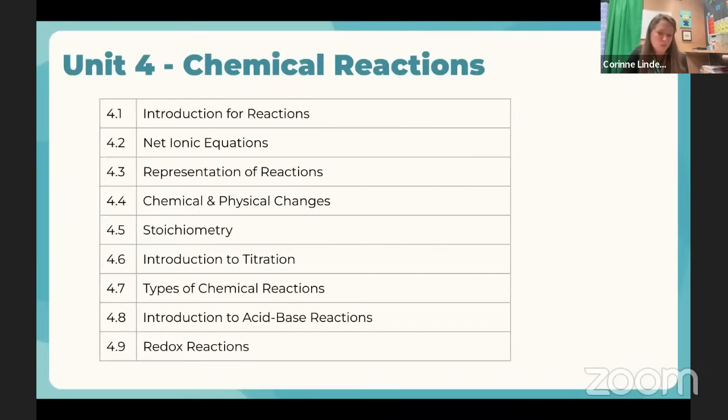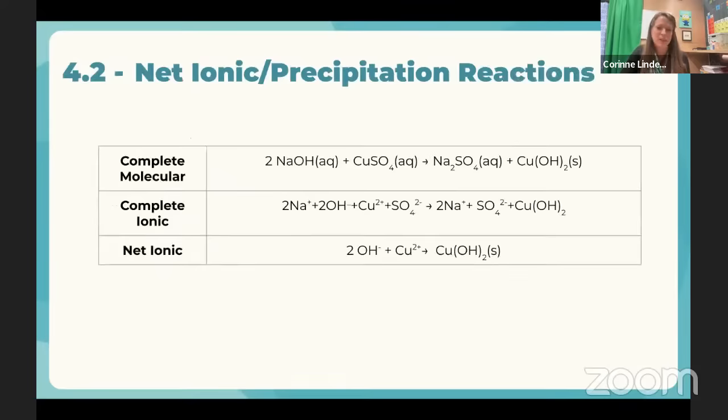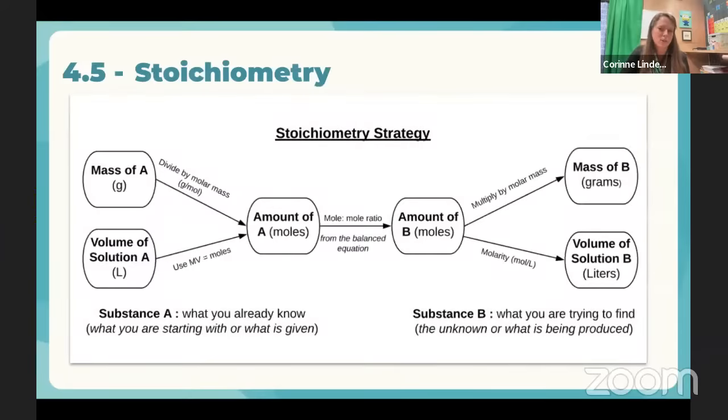All right, unit four. I'm just going to go through this one really quickly because I anticipate this is not a difficult one, and we'll hit more on a lot of these topics later. So you saw a precipitation reaction. So writing out the net ionic, just focusing on the solid, making sure to include the right coefficients to create that solid. This is just a little stoichiometry chart to give you an idea of how to approach stoichiometry, whether you're working with a solution or a solid.